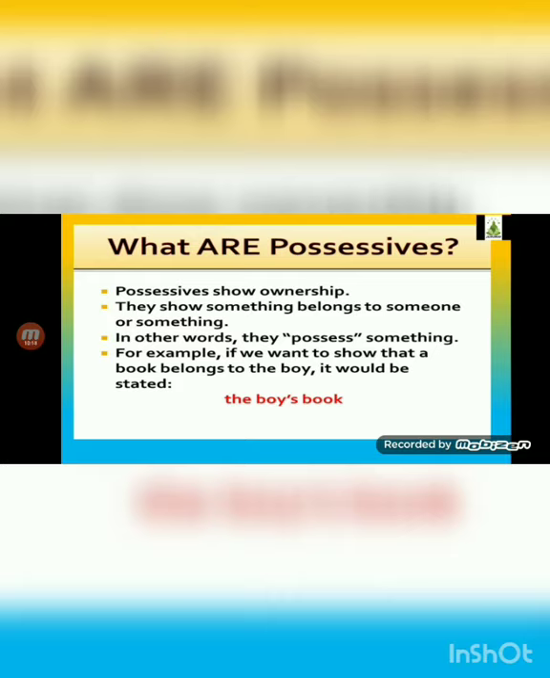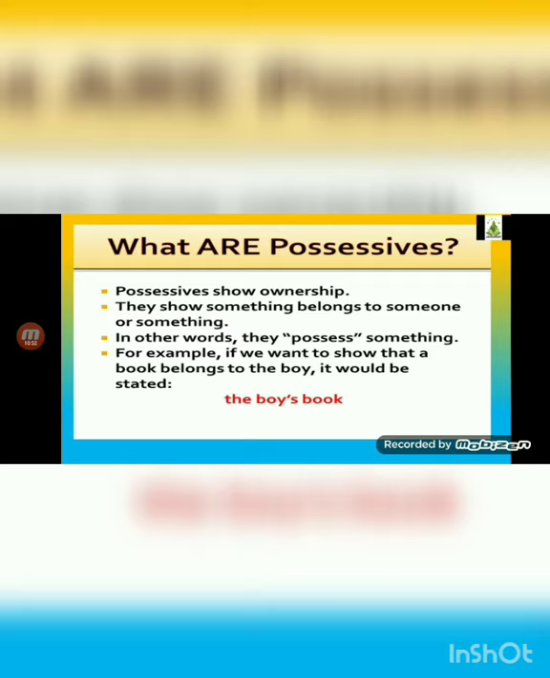Now, what are possessive pronouns? This is another type of pronouns. Possessive shows the ownership. They show something belongs to someone or something. In other words, they possess something. For example, if we want to show that a book belongs to the boy, it would be stated as the boy's book. Isn't that, children? Okay, so when we want to show possession, we use possessive pronouns.